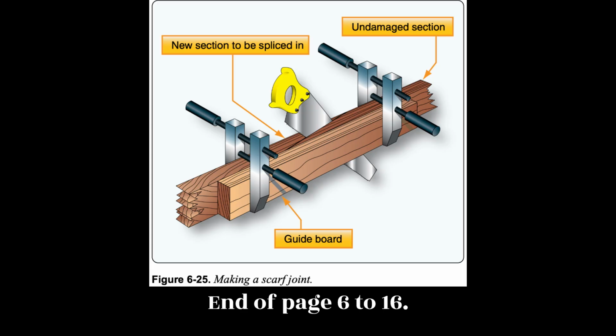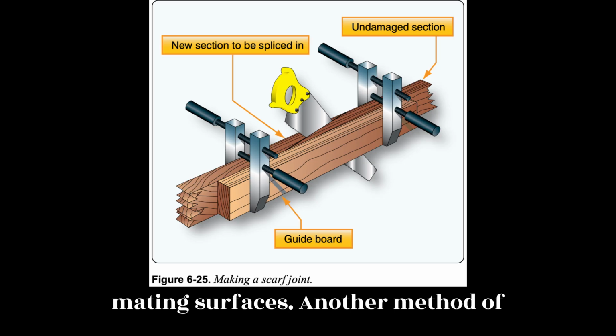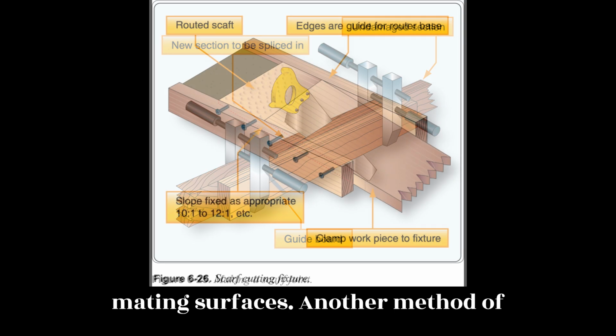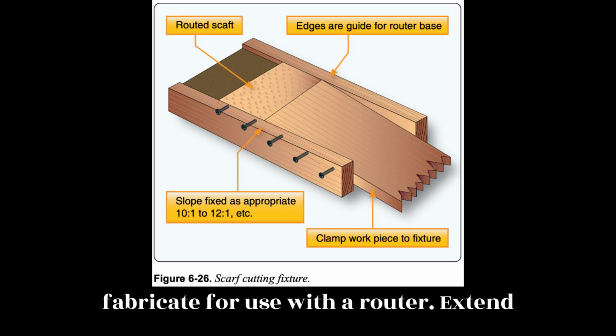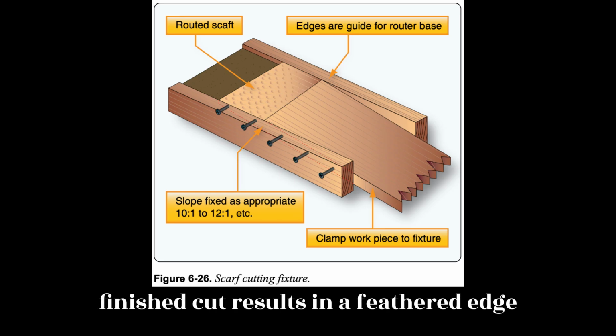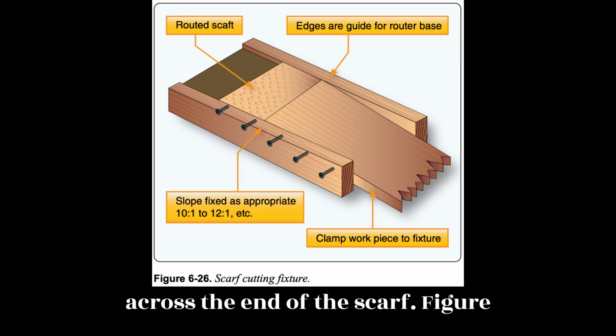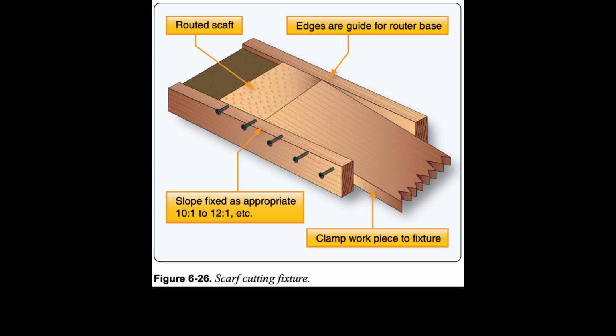Then, make a light cut with the grain, using a sharp plane, to smooth both mating surfaces. Another method of cutting a scarf uses a simple scarf cutting fixture that you can also fabricate for use with a router. Extend the workpiece beyond the edge so the finished cut results in a feathered edge across the end of the scarf. Figure 6.26.